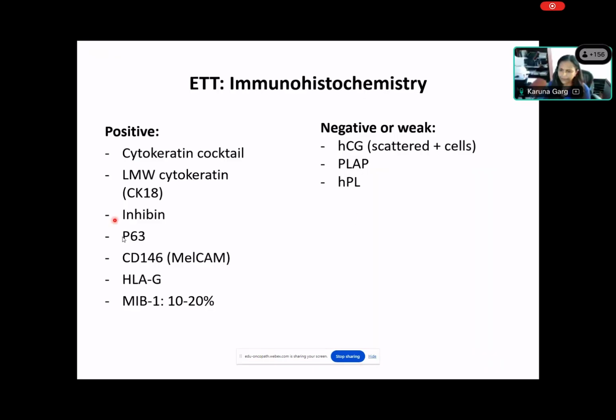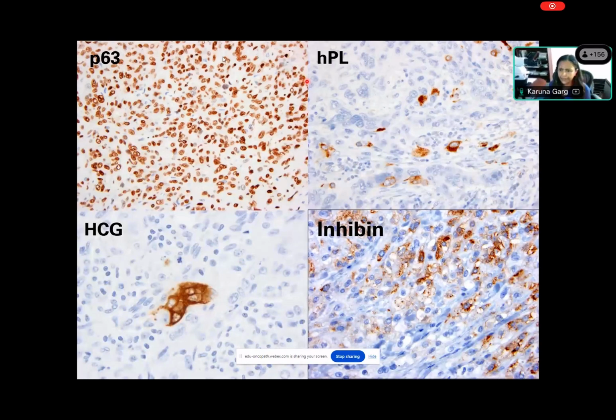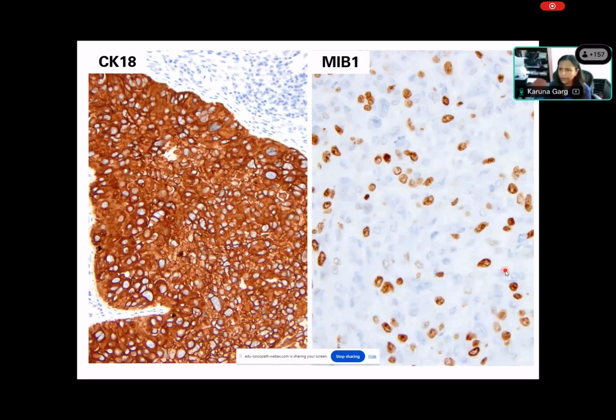In terms of immunohistochemistry, again, these will be positive for your pan-trophoblastic markers, and remember, this will be positive for P63. And like PSTT, your MIB1 index will be about 10 to 20%. So P63 should really light up this tumor. If you do an HPL, occasional cells will be positive, also with HCG, and inhibin will be patchy positive. Cytokeratin will be diffusely positive, and MIB1 should be about 10 to 20%.